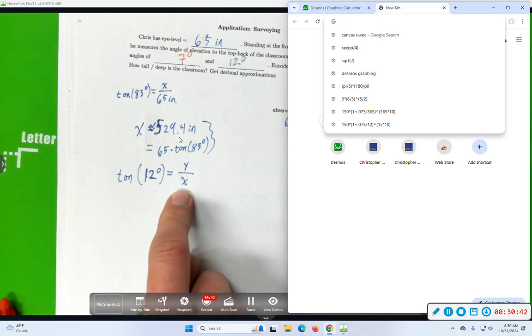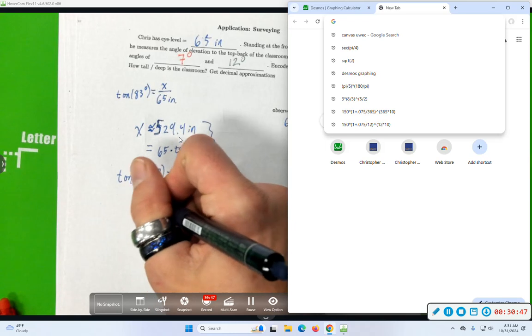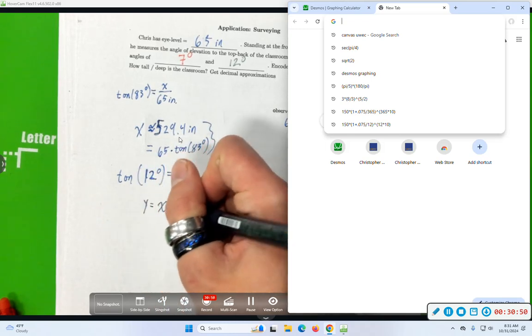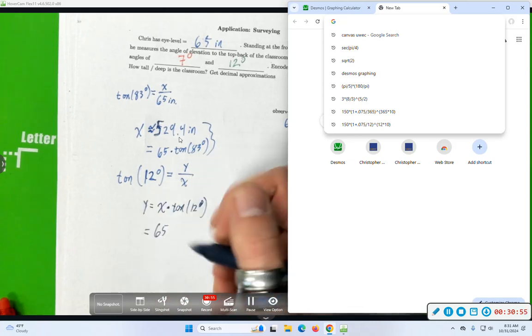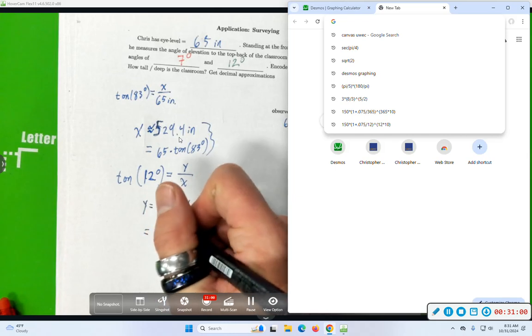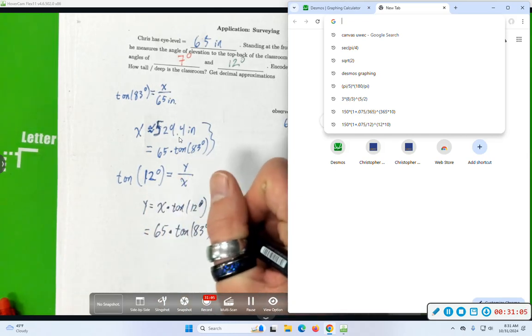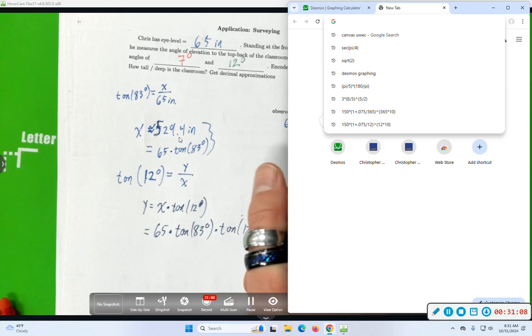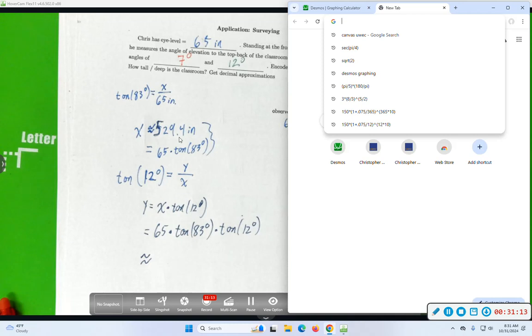Let's use this then. So it looks like I'm going to get y equals x multiplied by tangent 12 degrees. And I know what x is. X is 65 times tangent of 83 degrees. And then I'm going to multiply that by tangent of 12 degrees. That looks like something we could just compute now. And I guess I've got my calculator out, so I may as well.